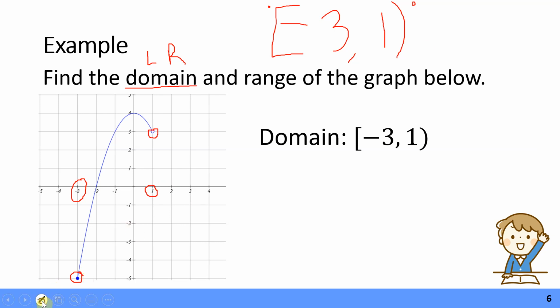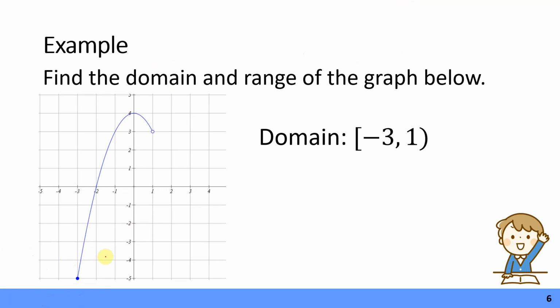Okay, let's go ahead and figure out the range. Range is the same thing. Remember, now we look at the lowest point and the highest point. So the lowest point is this one again, but now we don't look at the -3. Remember, range is your y. So we're going to look at the y. So the lowest point is going to be -5. Remember, you always start with the lowest point and then comma the highest point.